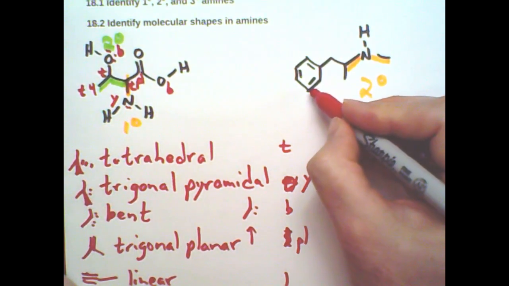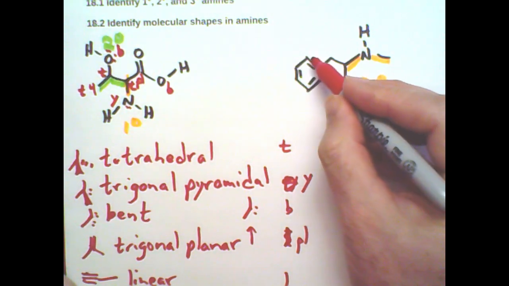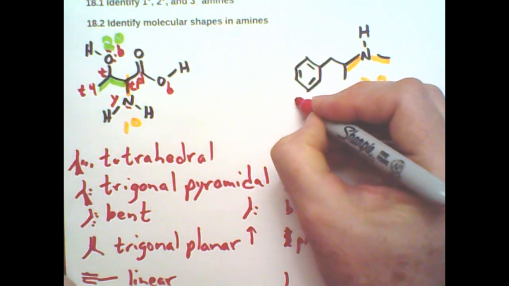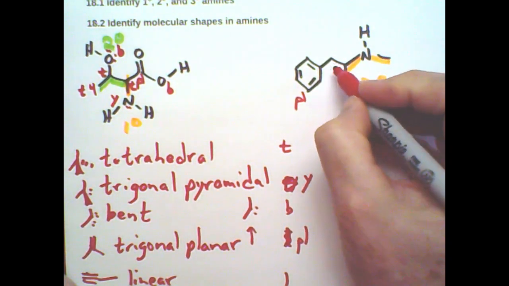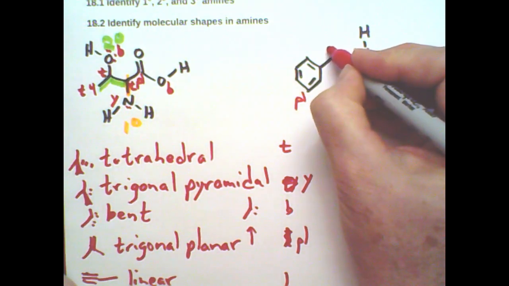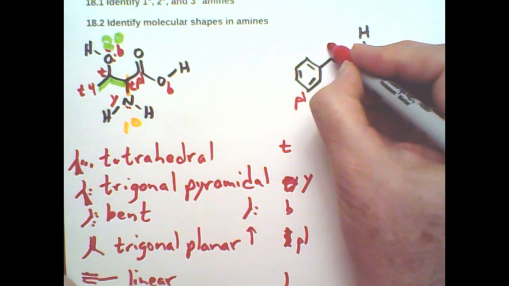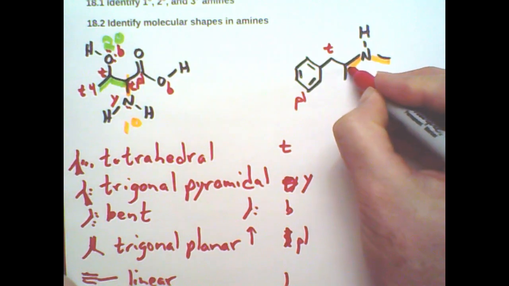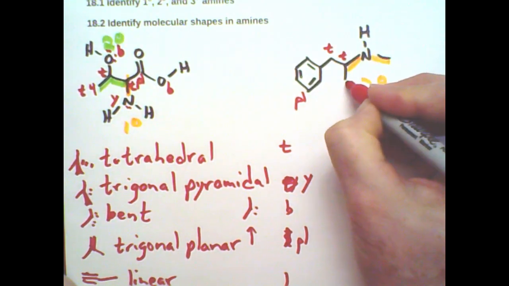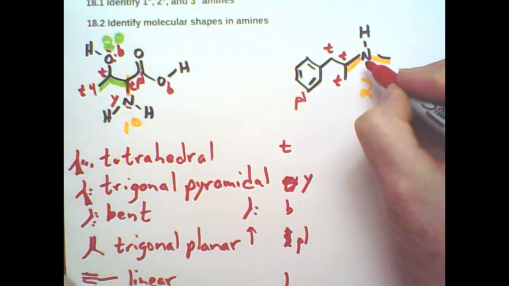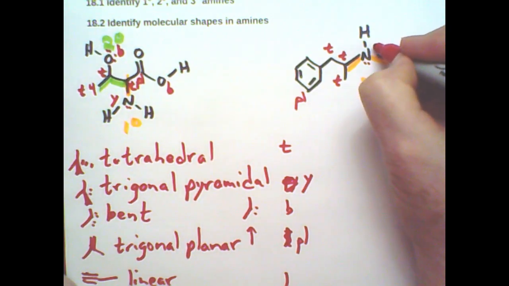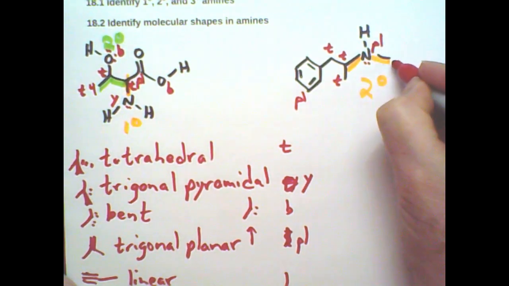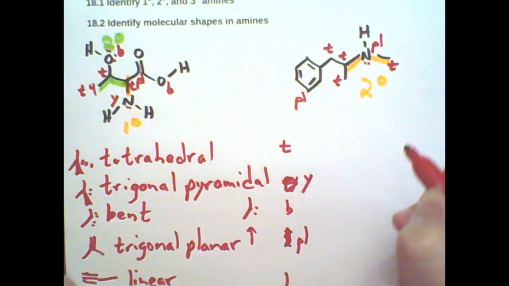We go to the other side. All of these aromatic groups are always planar. 2 implied hydrogen makes this tetrahedral. 1 implied hydrogen, tetrahedral. 3 implied hydrogens, tetrahedral. A lone pair, trigonal planar, 3 implied hydrogen, tetrahedral.